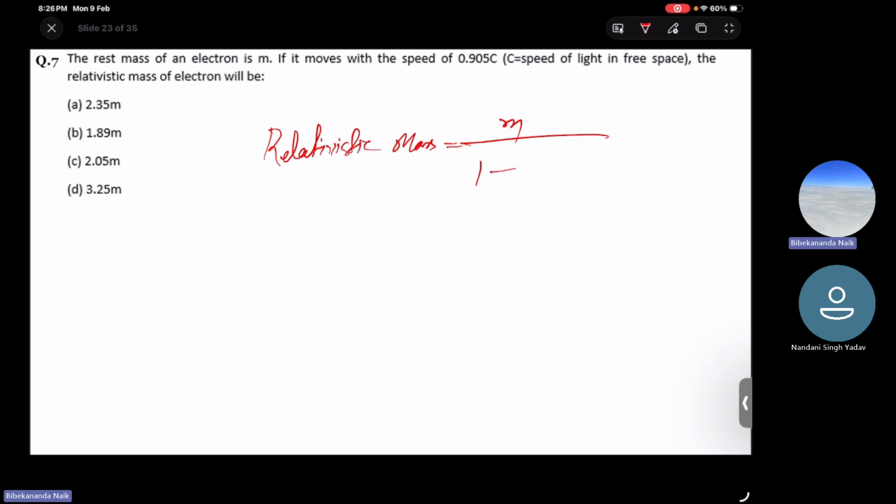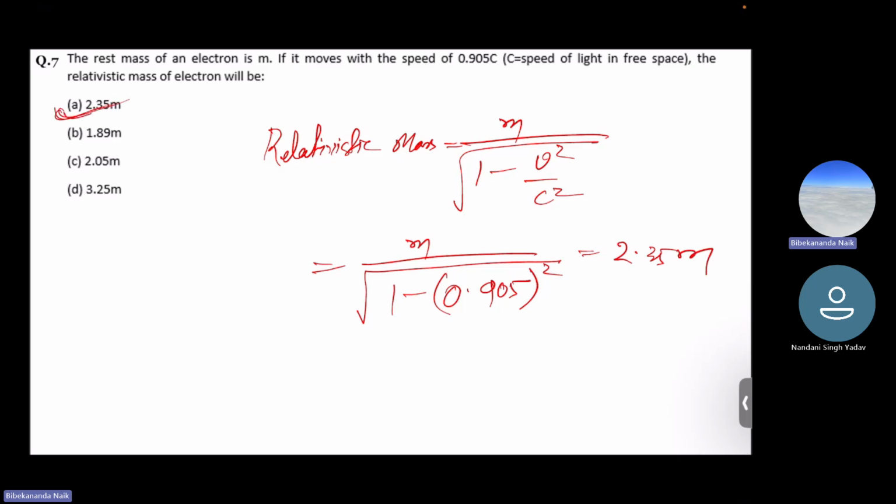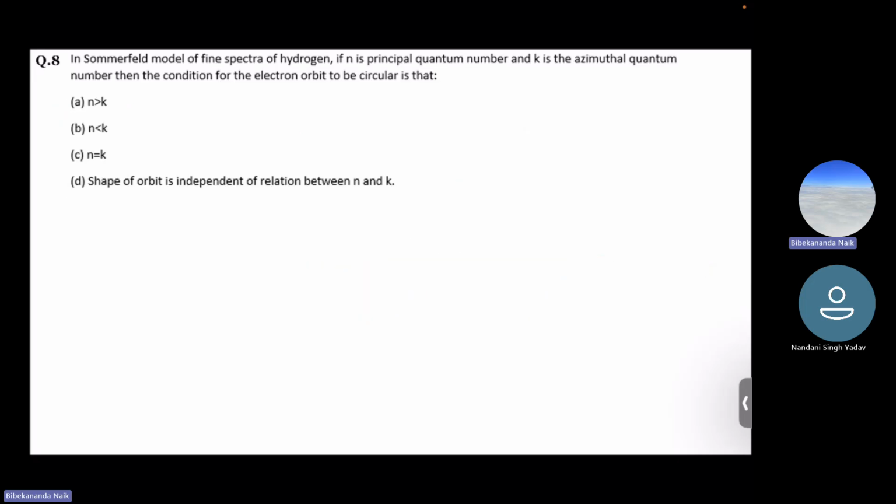M divided by root over 1 minus v square by c square. That implies m divided by root over 1 minus 0.905 square, which is 2.35 m if you calculate. So the correct option will be option A. Then we move to the next one.